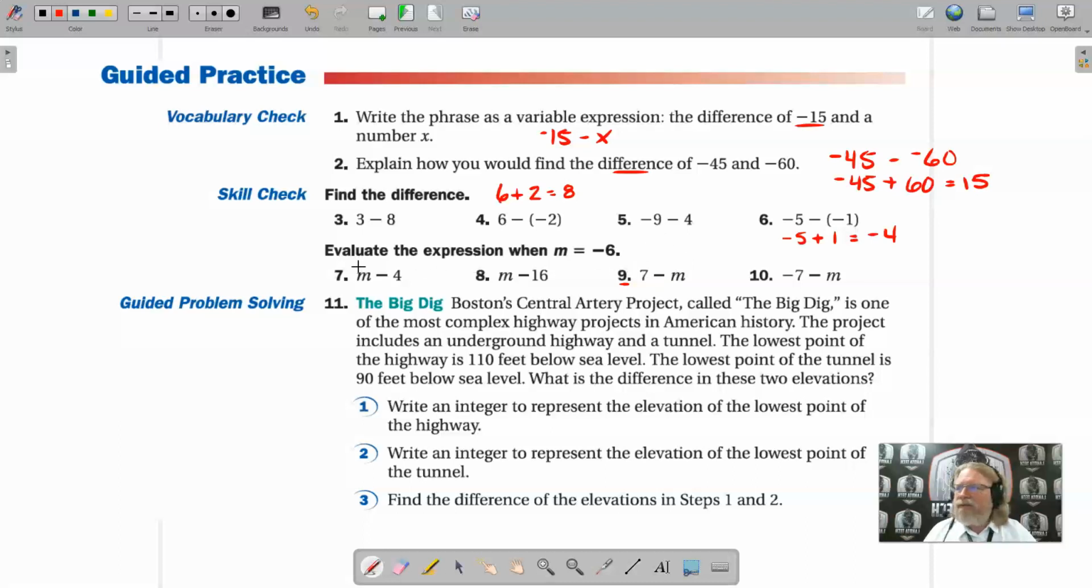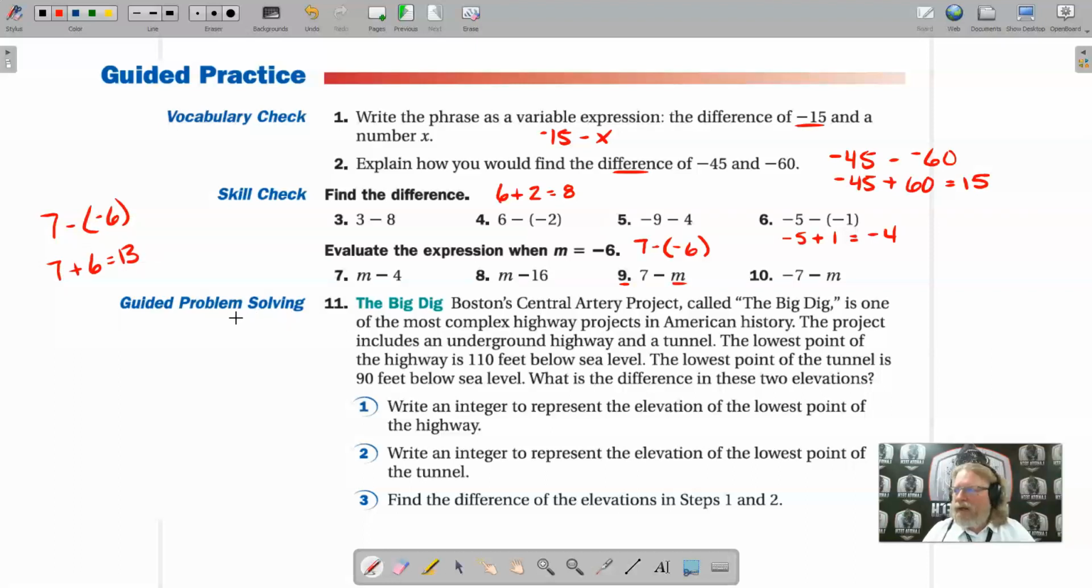And then I'm going to go ahead and do number 9 real quick here. We're going to evaluate, which means we have to substitute. So I'm going to do 7 minus, and then I'm going to use parentheses to hold whatever m is supposed to be, and that is -6. So I end up with 7 minus -6. I'll rewrite it over here, get some room. 7, change the sign. The opposite of -6 is +6, and 7 plus 6 is 13.